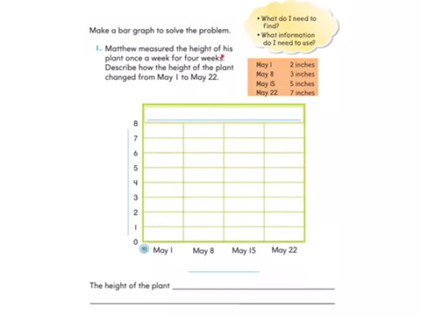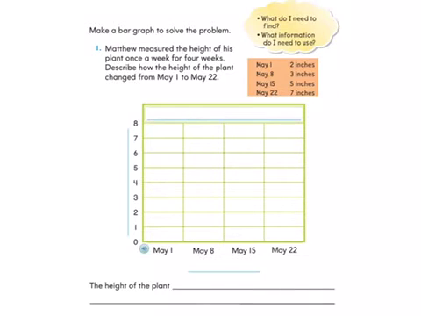Matthew measured the height of his plant once a week for 4 weeks. Describe how the height of the plant changed from May 1st to May 22nd. So he started May 1st. He measured it once a week until May 22nd. So up here it gives us the height they were for each week.